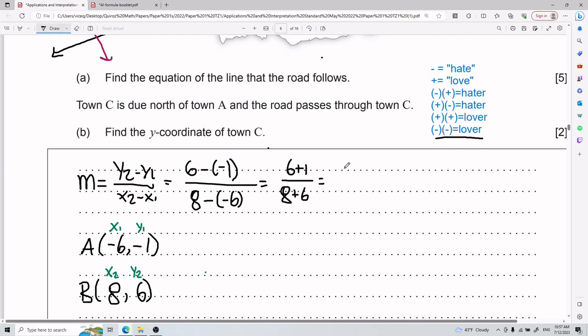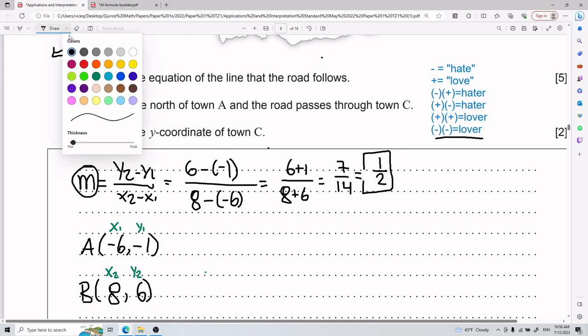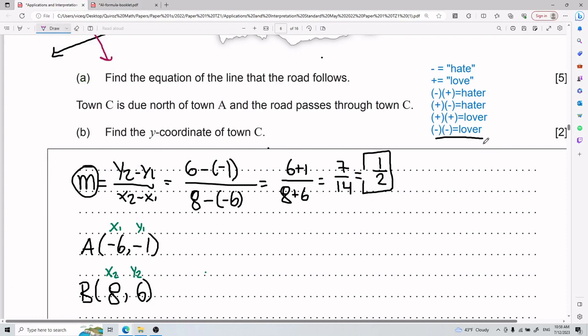What does that give me? It gives me 7 over 14. I can simplify this a little bit. I end up with 1/2. All right, so what is this 1/2? Why were we doing this? We were doing this for the gradient formula, and that gave me the slope. It gave me the slope of what? It gave me the slope of AB. So M1 is going to be 1/2.